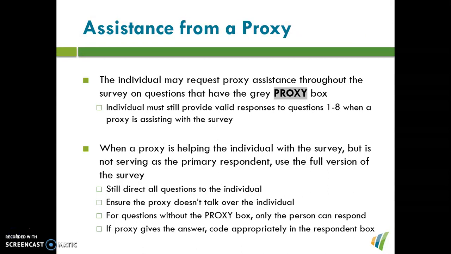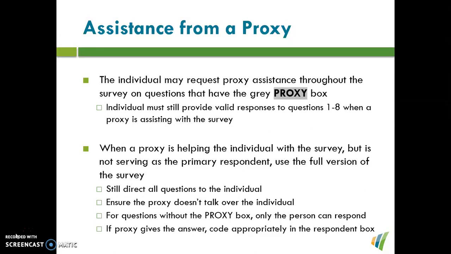What happens more frequently in surveys than having a proxy who completes that full proxy version of the survey is that an individual will be able to answer some or most of the full version of the survey and just need a little bit of help getting through some of the other questions. So if that's the case, the individual can absolutely request to have a proxy help throughout the survey. You just want to make sure that the survey is only giving answers to those questions that have that gray proxy box.